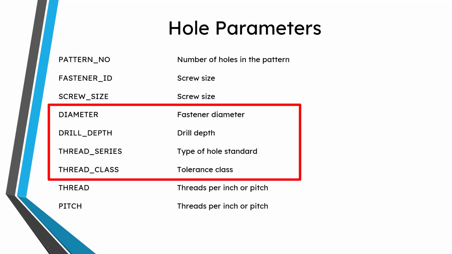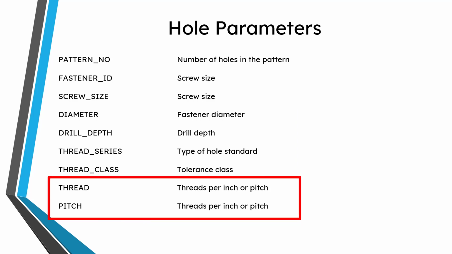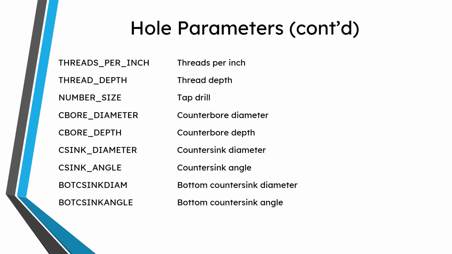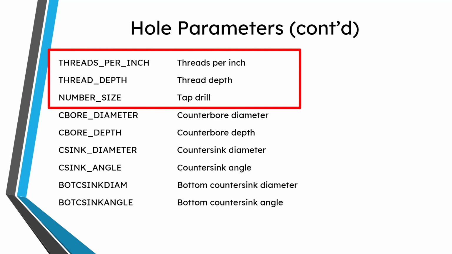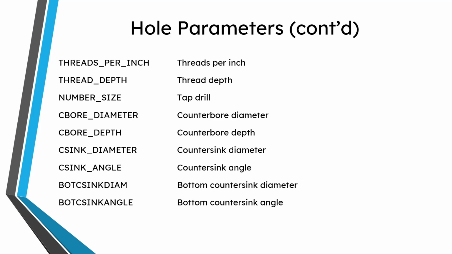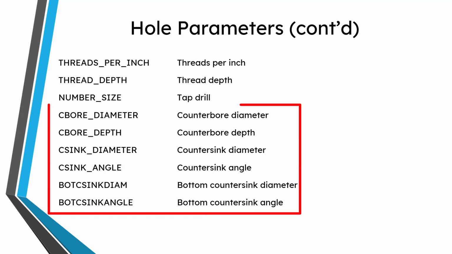You can also specify the thread series, the thread class, and thread or pitch, which, depending on if you're using SI or English units, will either be threads per inch or the pitch value. And some other ones that you have, there's another one for threads per inch. There's a thread depth, you've got number size, and then you have various different parameters pertaining to a counterbore and/or a countersink, as well as an exit countersink.